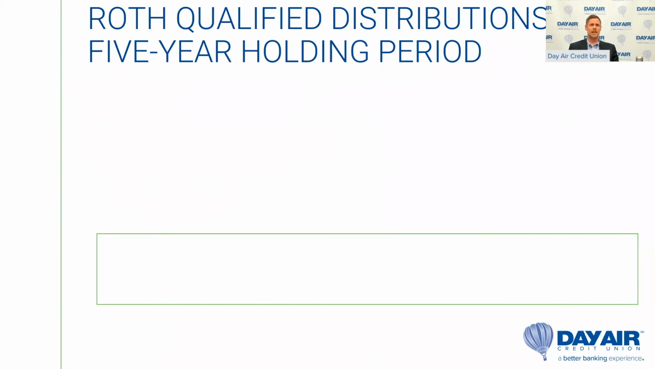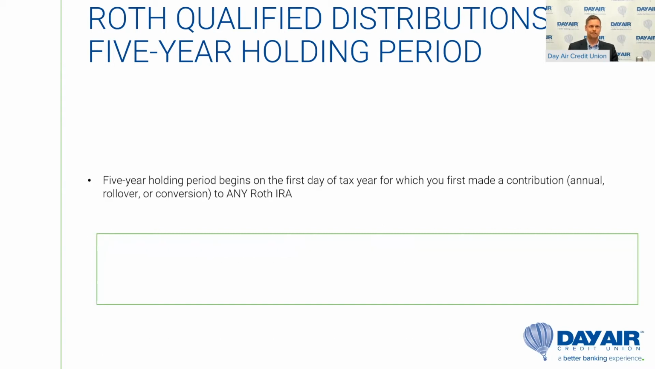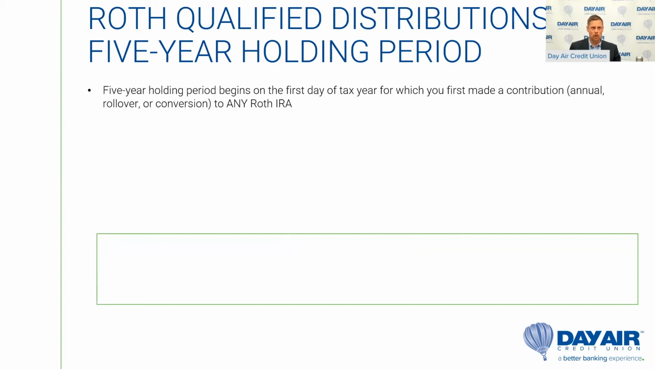So let's talk about that 5-year holding period, because I think this one is less familiar than the 59 and a half qualification. So remember, we want qualified distributions. We want ones without penalties. We want distributions that are tax-free. So this 5-year holding period starts on day one of the first dollar that's put into a Roth IRA, whether this is a conversion, a rollover, or just a regular contribution. And that's when the clock starts. That's when that first 5-year window starts.